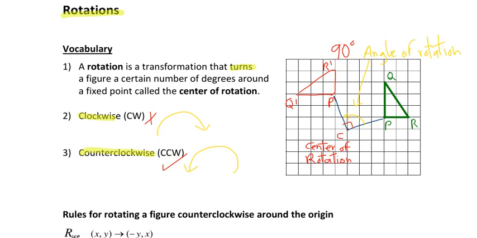And another thing that's important, the distance from P to C should be the same as the distance from P prime to C. In other words, a point and its image are both equidistant from the center of rotation. So I'm marking that here.